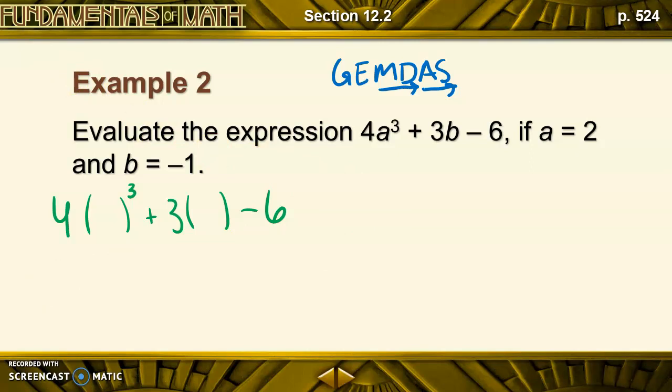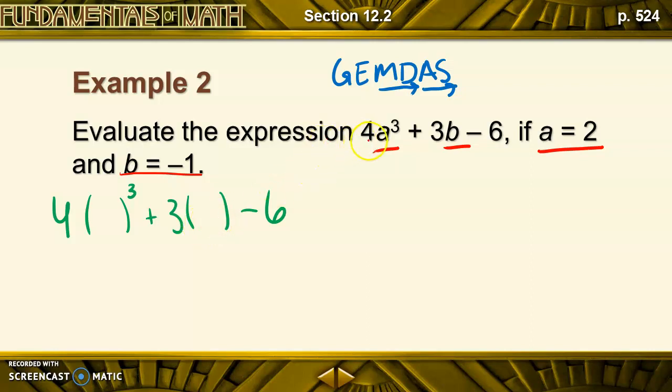but we're just going to take this one step at a time. We're going to identify our variables. Our variables for this problem are a and b, and they tell us that a is equal to 2 and b is equal to negative 1. So if I rewrite my expression, and instead of writing my variables, I put parentheses, I'm just going to fill in the blanks.